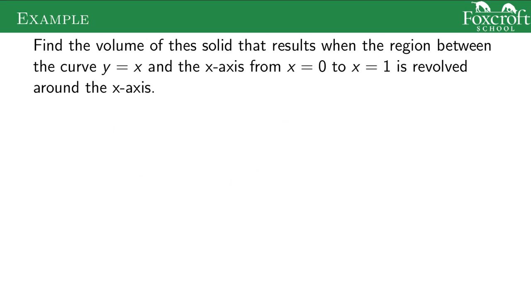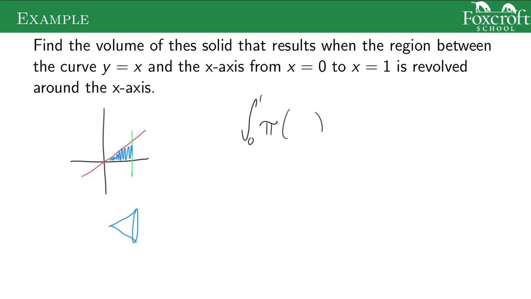Find the volume of the solid that results when the region between the curve y equals x and the x-axis, with x equals 1, is rotated around the x-axis. This is going to be y equals x, x equals 1, and we have this region. This is actually just going to give us a cone, because when we rotate it around it'll have a point at the end, and it's going to be a solid cone. The formula is going to be adding up from 0 to 1, pi times r squared. The radius is the height of each of these things here, which is x.